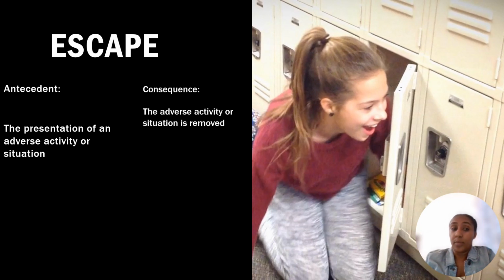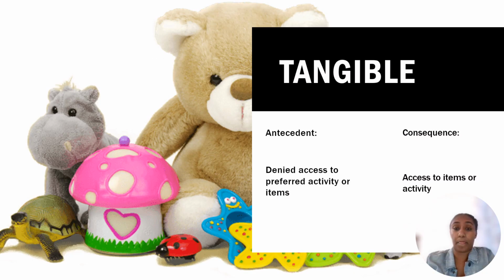The other one is escape. The antecedent for escape is the presentation of an adverse activity or situation, and the consequence is that the adverse activity or situation is removed. An example of this would be a student who doesn't want to do their math worksheet and rips it up, and it is removed and they're told to sit quietly for a few minutes. For tangible, the antecedent is being denied access to a preferred activity or items, and the consequence is that access to items or activities is provided.